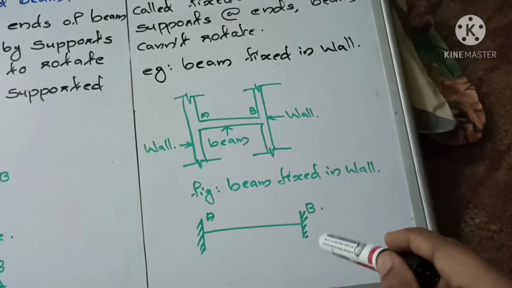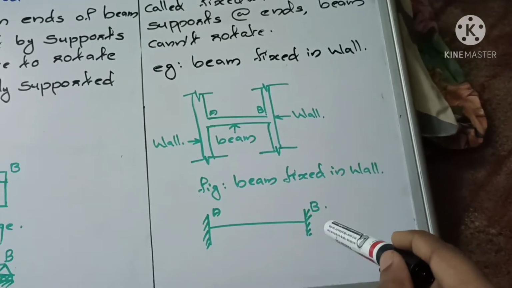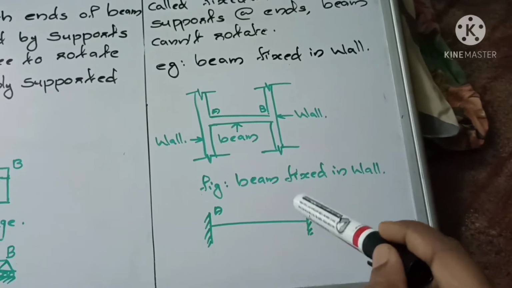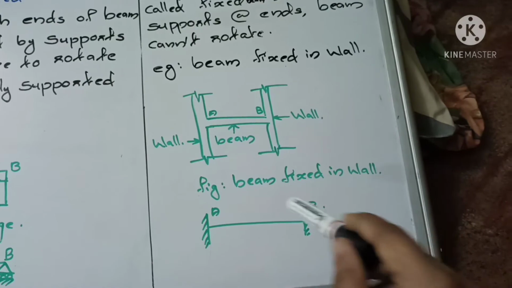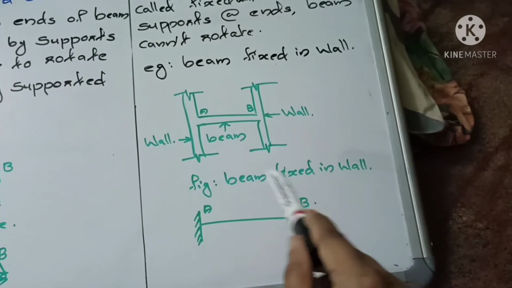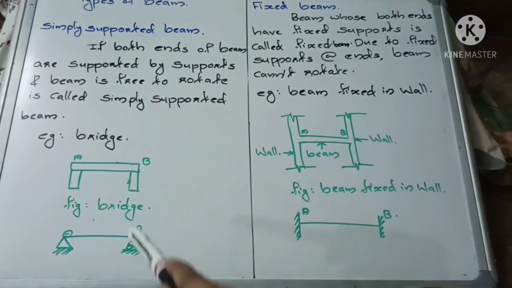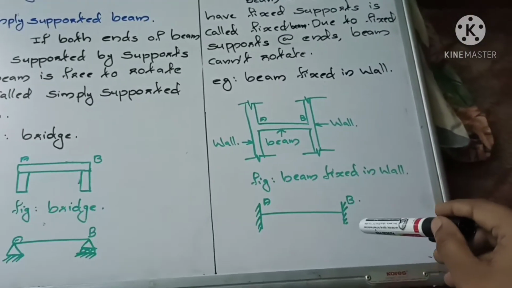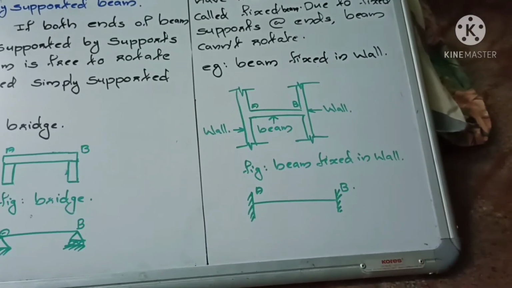In the case of fixed beam, the supports are only fixed support. We know that fixed support does not allow rotational movement of beam. So, beam cannot rotate in this case. That is, beam AB cannot rotate in this case. In the case of simply supported beam, the beam AB can rotate, and in the case of fixed beam, beam AB cannot rotate. That is the difference.